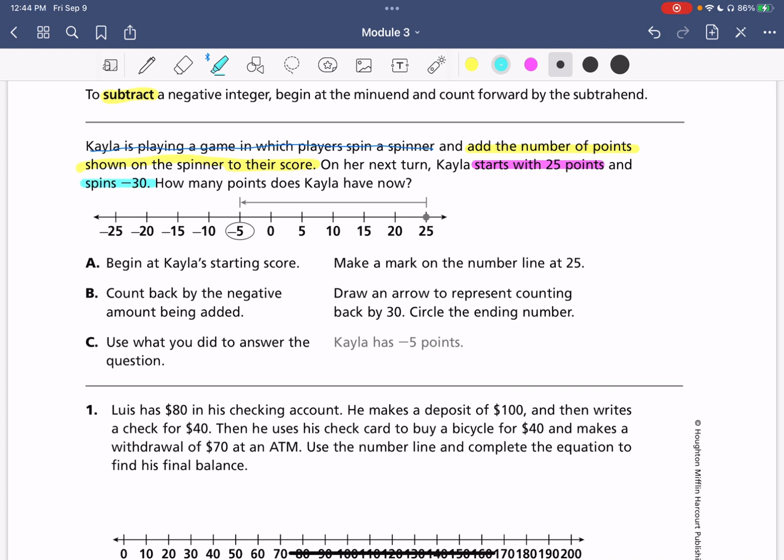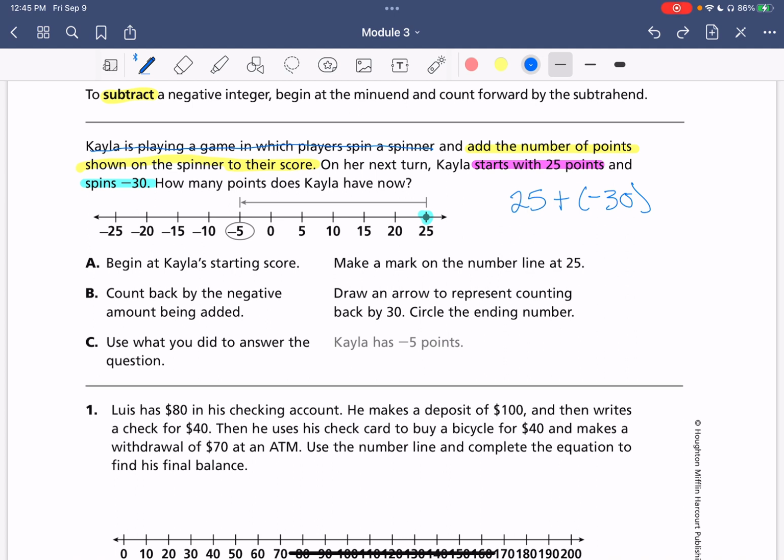Oh no. So we go to our starting point here. We're starting at 25. And then we're adding negative 30. So we're adding negatives to it. We're going to go down our number line. 1, 2, 3. Oh, wait. That's not by ones. Look at that number line. See how many jumps we should make. Pause the video if you need more time.